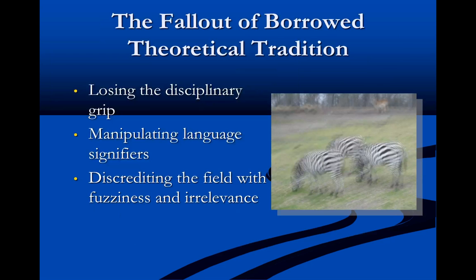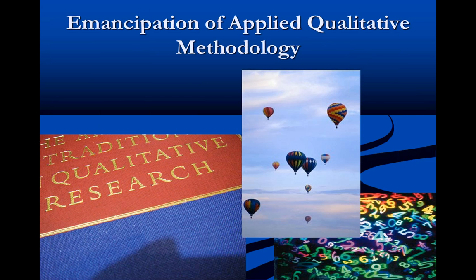We can find ourselves manipulating language signifiers, using terms loosely without using them in the conventional way in which they're intended, and therefore actually discrediting the field with what looks to others like fuzziness and irrelevance. So this is the context into which there's a new generation of thinking in the applied fields that's attempting to emancipate qualitative methodology from its social science traditions.